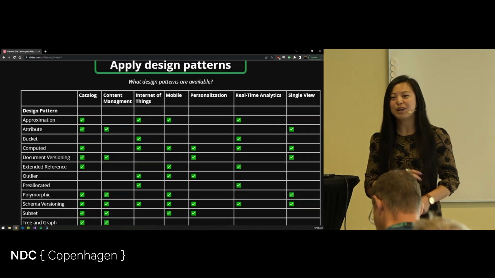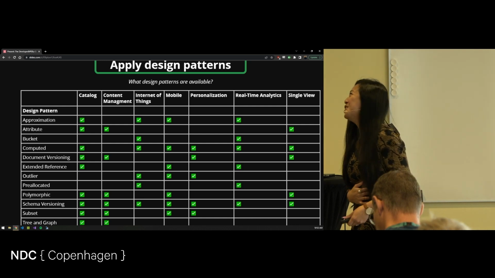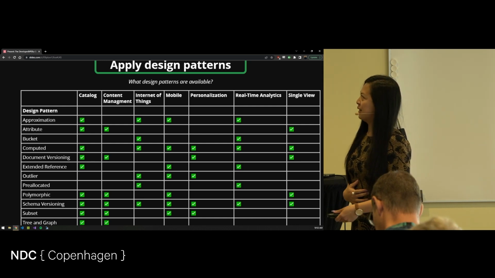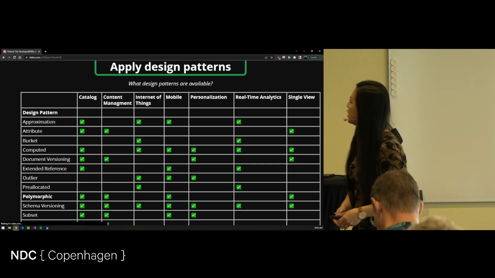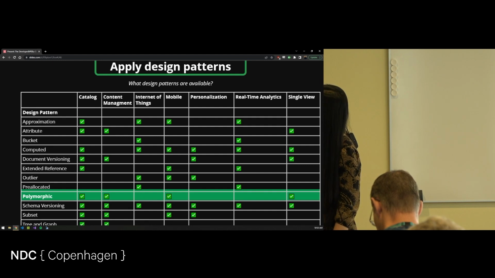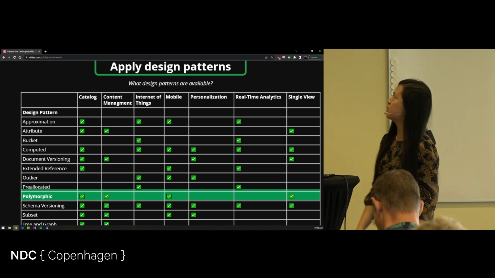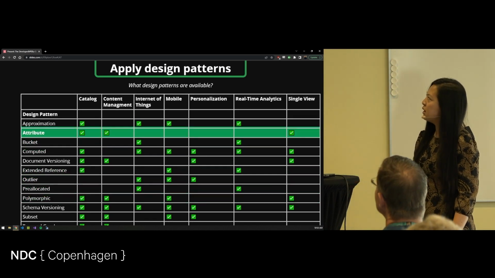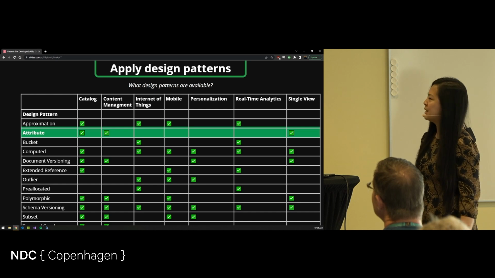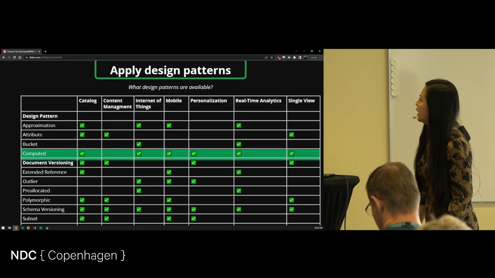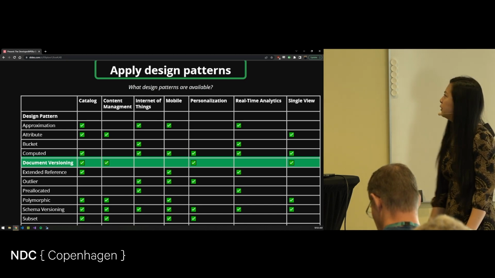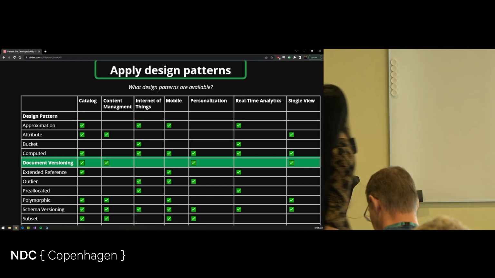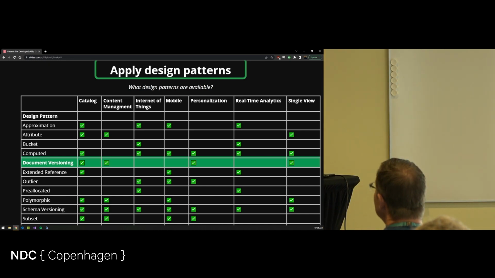And we actually have way more patterns here, right? So we do not have time for them. So I'm actually thinking of possibly just going into a talk of just the design patterns. But the ones that we did go through were the polymorphic, which are really good for catalog and content management use cases or single view and mobile applications. We have the attribute pattern, which are fairly the same use cases where we use them mostly. And then the document versioning pattern, which is also very, very good for personalization. And then the last one here, schema versioning, as you can see, which is pretty good for any use case.